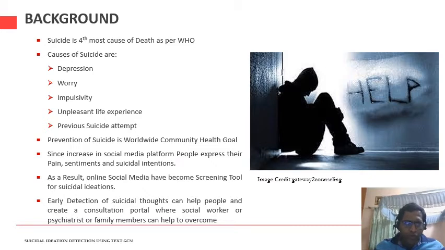Suicide is the fourth leading cause of death as per the recent WHO report. The main causes of suicide mainly have to do with depression, worry, impulsivity, unpleasant past life experiences, and previous suicide attempts. Prevention of suicide is a worldwide community health goal.